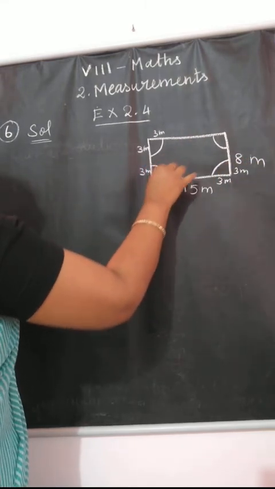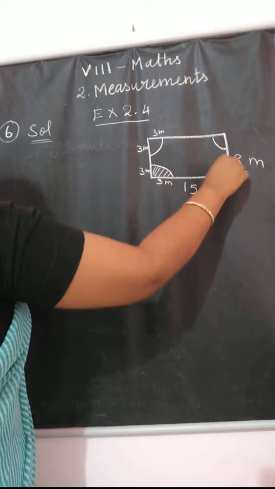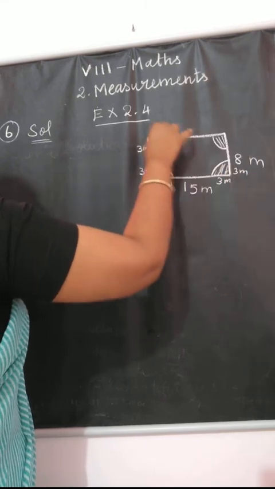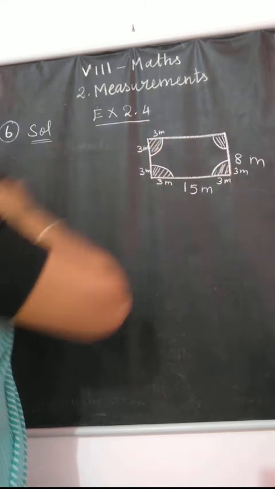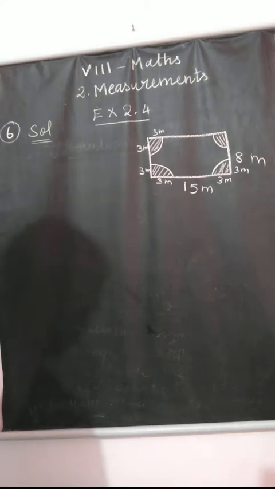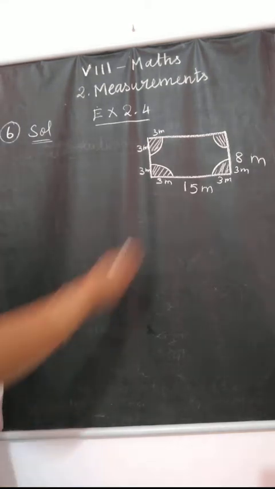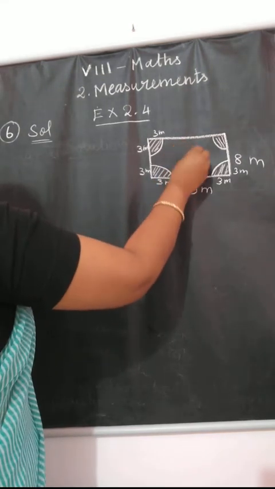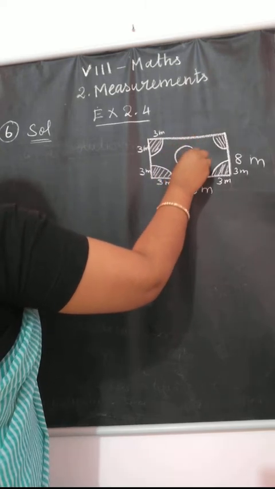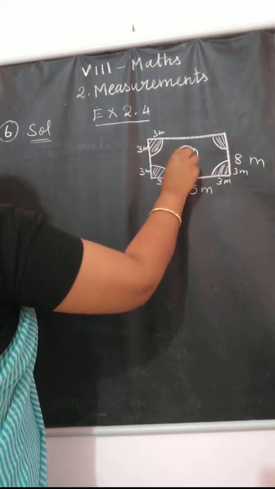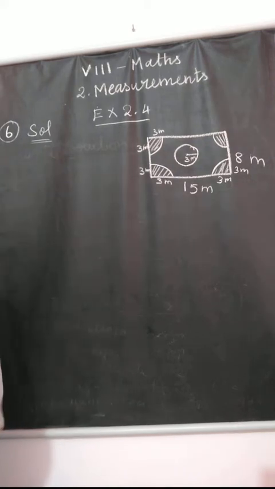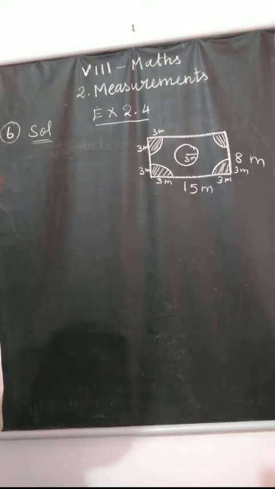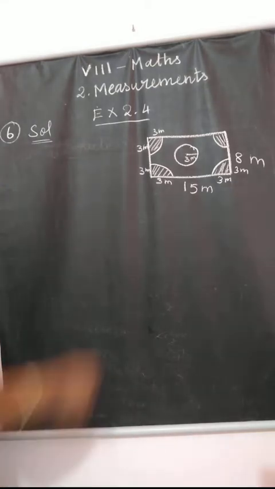Next question, listen. And also the center. So this is the center part, and this distance is also 3 meter. Okay? Next, what they are asking: find the area of the field where no cows can graze.